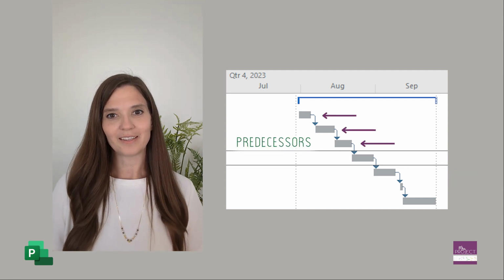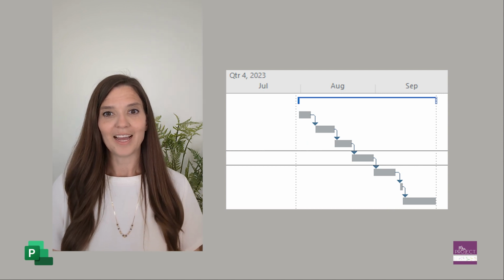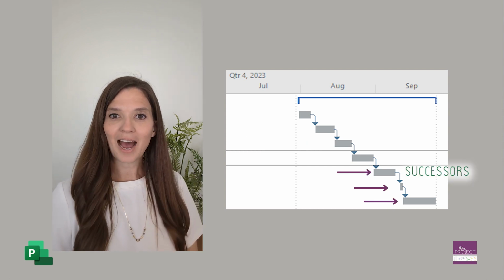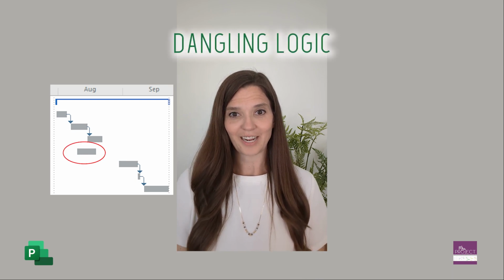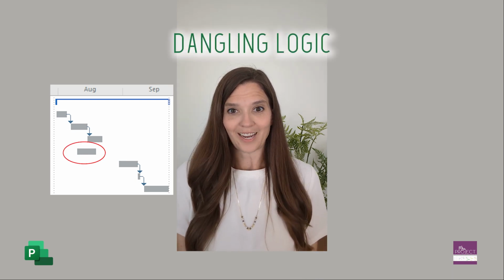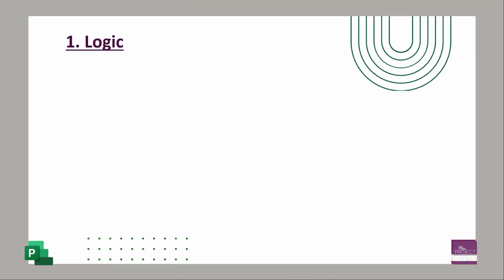Predecessors are all the events that happen prior to a task, and successors are all the events that happen after the task. You don't want dangling logic. That leaves a task just hanging there. What happens when a task is complete? You don't know. This metric looks to make sure that every task has a predecessor and successor. So a recap of what the logic metric is: it's making sure you have no dangling logic. Bottom line.